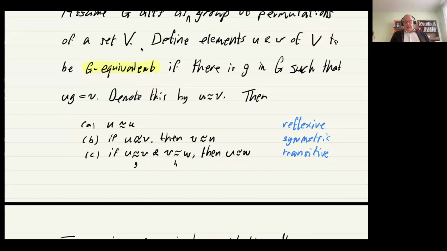So the point is that the relation we've just defined is an equivalence relation. And so you can partition the set V into equivalence classes. Any two things in the same class, one vertex there can be mapped to any other vertex there. If they're in different classes, there's no permutation that takes one to the other.